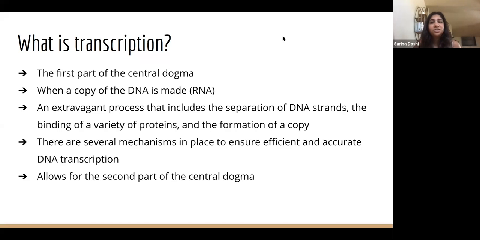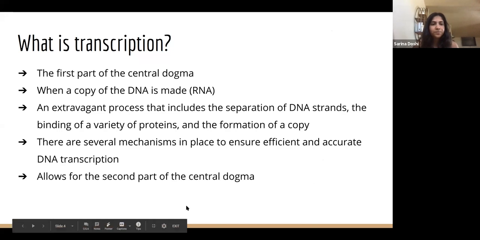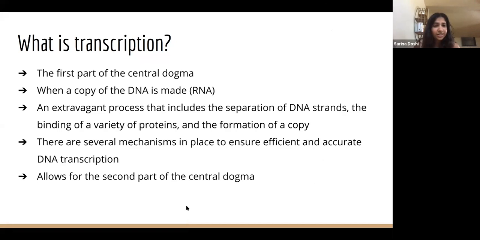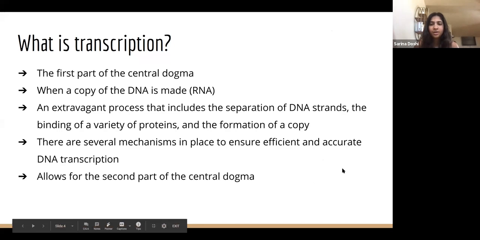Now, this is an extravagant process that includes the separation of the DNA strands, the binding of a variety of proteins, and the final formation of a copy. There are several mechanisms in place to ensure efficient and accurate DNA transcription, because the effects of wrong transcription can range from no effect to your entire body being in trouble. And what happens here allows for the second part of the central dogma, which is translation.